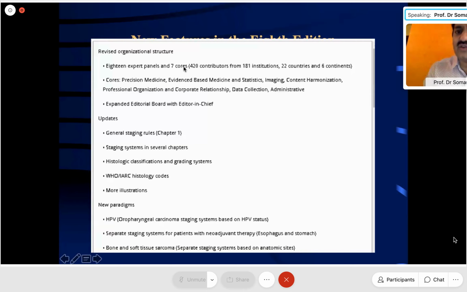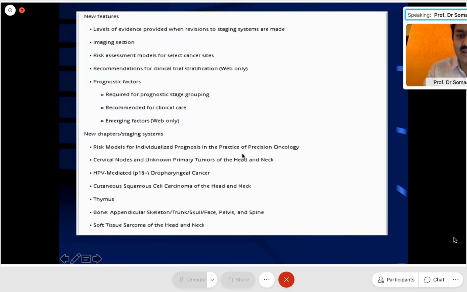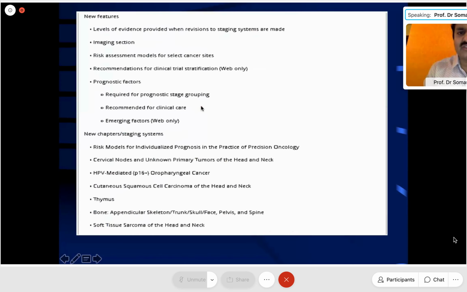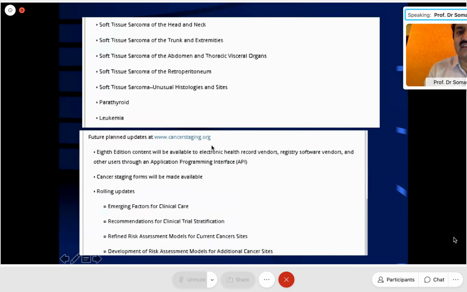There were totally 7 core committees, 420 contributors, 181 institutions, 22 countries, 16 continents, which made this particular staging. HPV is also incorporated in this. And remember, bone and soft tissue have a separate staging, and there is separate staging for patients with neoadjuvant therapy in esophagus and stomach. There are new features added for thymus, for bone and appendicular, for HPV-related oropharyngeal cancer, cervical node in head and neck cancer, and also cervical cancer, CA cervix, is all changed. These are the things which have been changed in the new edition.